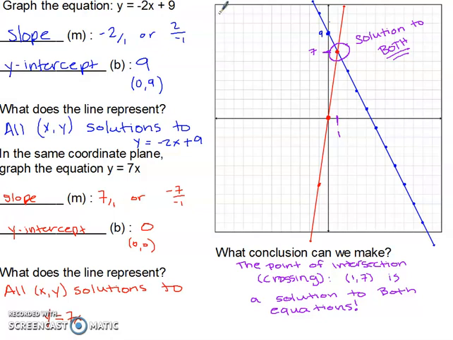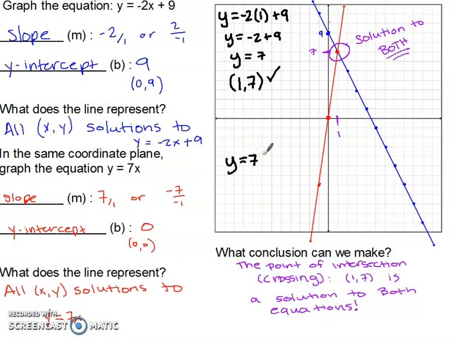So in my first equation, I've got y is equal to negative 2 times, and I want to see what happens when I plug in a 1, plus 9. So y is equal to negative 2 plus 9, which means that y is 7. So sure enough, when I put in a positive 1, I got out a 7 for y. In my second equation, y is equal to 7 times x, which is 1. 7 times 1 is 7, and sure enough, when I put in a 1, I get out a 7 for y. So that ordered pair is in fact a solution to both equations.